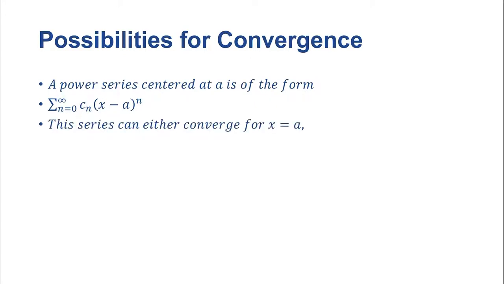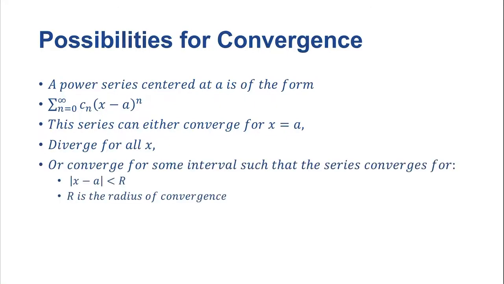So the series can either converge for x equals a, so it can converge for some value, or it can diverge for all x. So it can either converge at some specific point, or it can diverge for all x, so then the series diverges, or we could converge for some interval that the series converges for. So we could converge for some instance where the absolute value of x minus a is less than r. We call this r the radius of convergence.